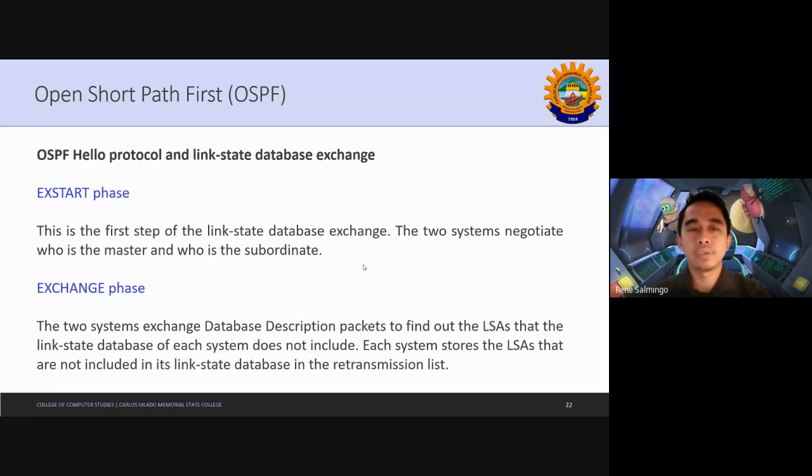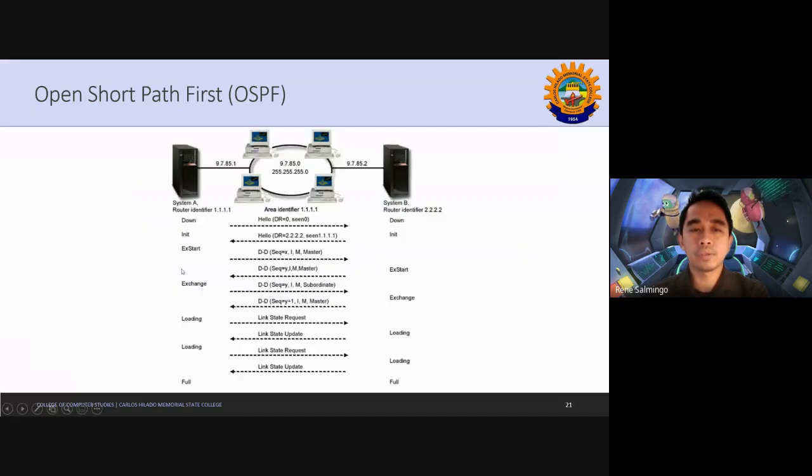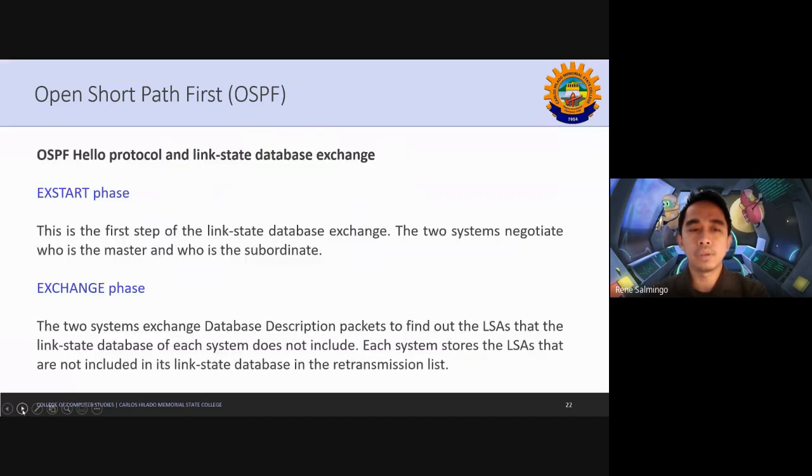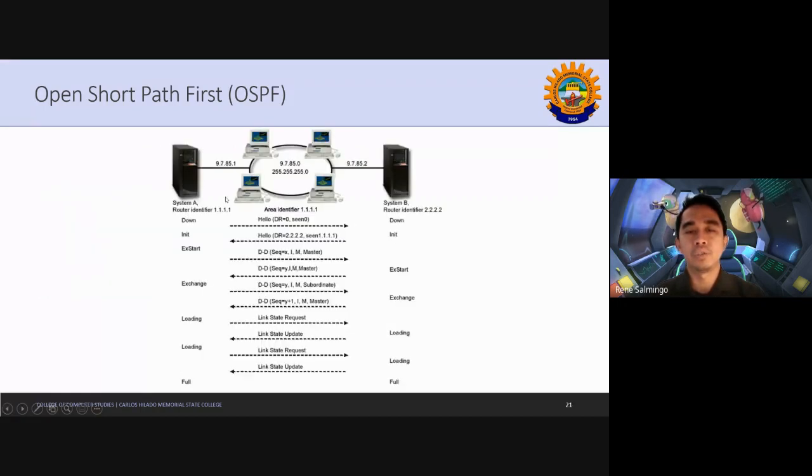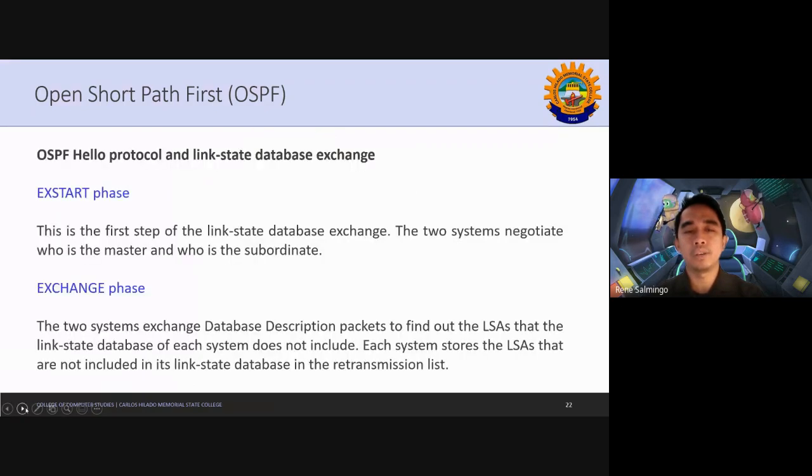Now, first, how do we start? You have the ExStart phase. When you say ExStart phase, this phase allows you to negotiate who is the master and who is the subordinate. When you say subordinate, your leader is the master and you are the team members. So you establish the group of the bits here at ExStart.